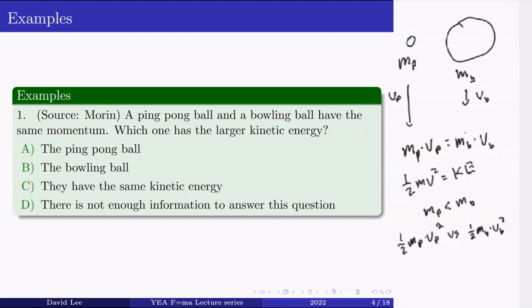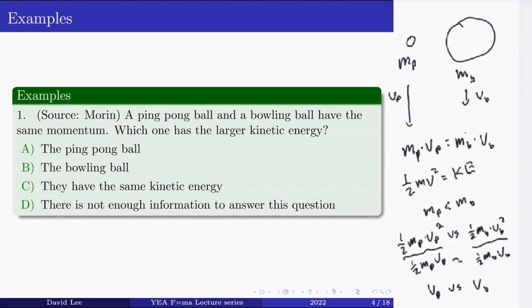So if we're comparing these, one way of doing this is dividing one side by 1/2 mpvp, and the other by 1/2 mbvb. Since these are the same, we can just compare the quotients, which will be vp and vb. But if the ping pong ball is less massive than the bowling ball, that means that the ping pong ball must have a greater velocity. So in effect, this basically means that the ping pong ball will have the higher kinetic energy.